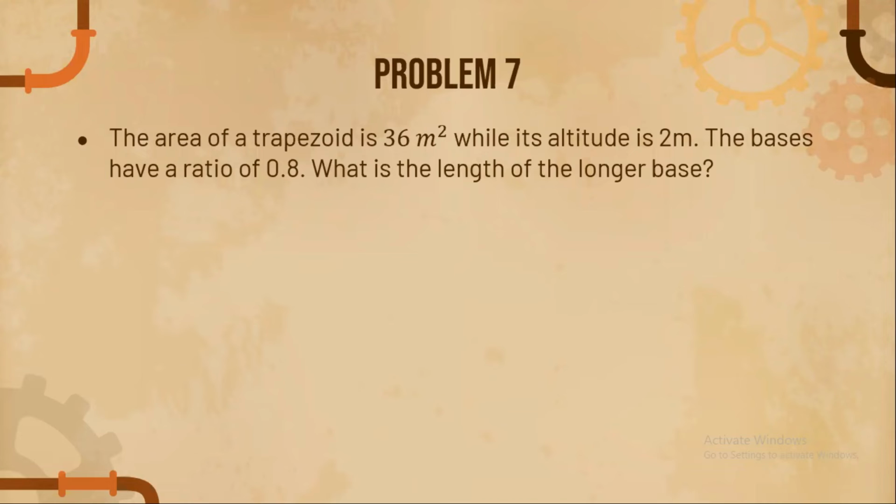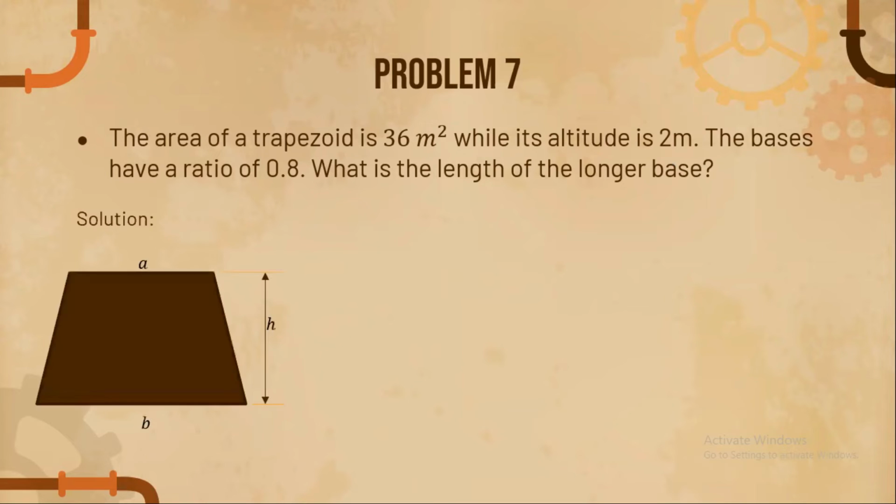In this problem, we are given the area of the trapezoid, which is 36 meters squared, and its altitude or height, which is 2 meters. It asks us to find the length of the longer base of the trapezoid. As you can see, this is our trapezoid, and this is our base 1 and base 2 and the height of the trapezoid.